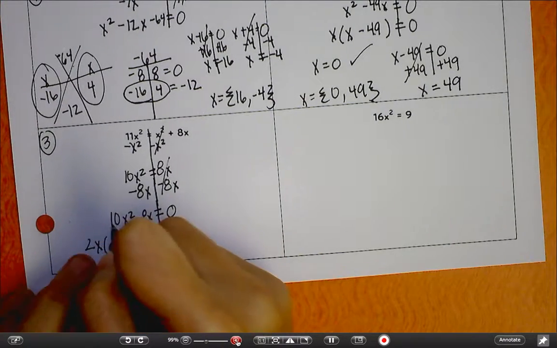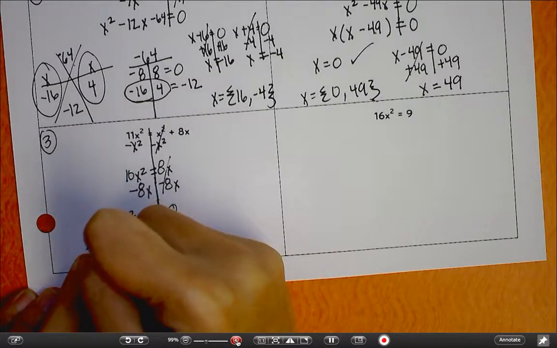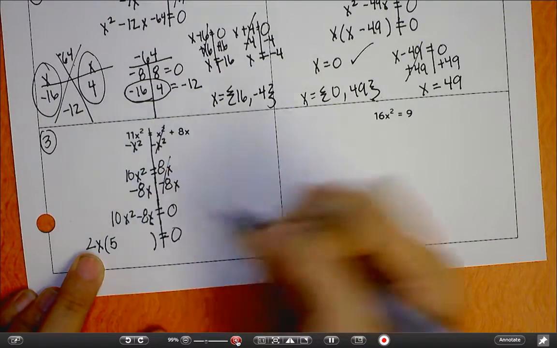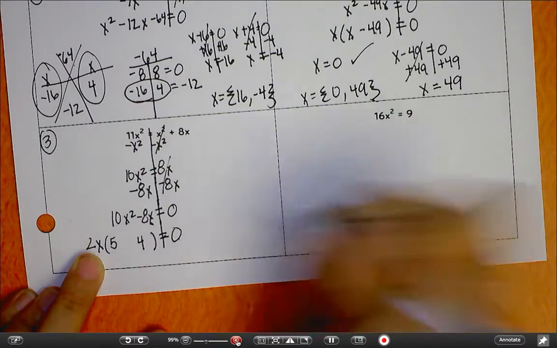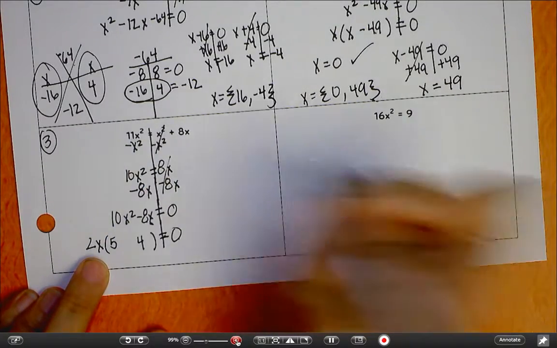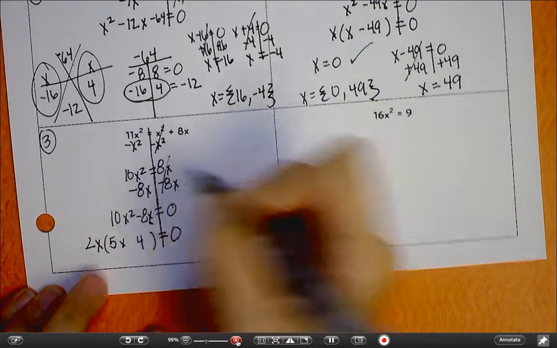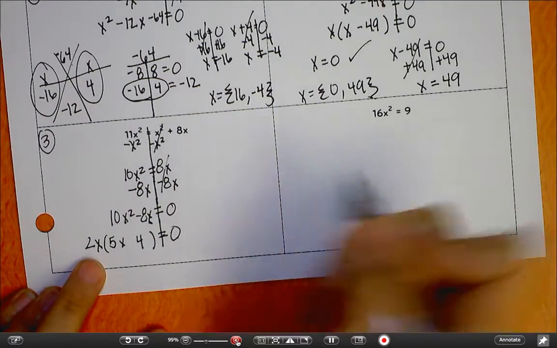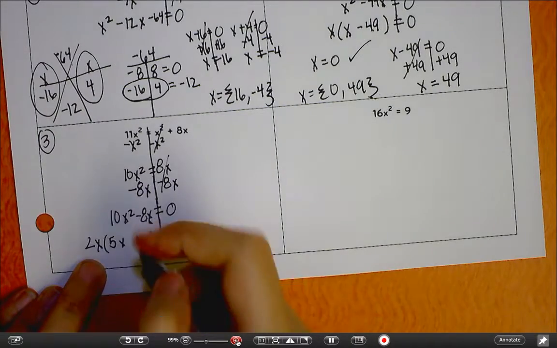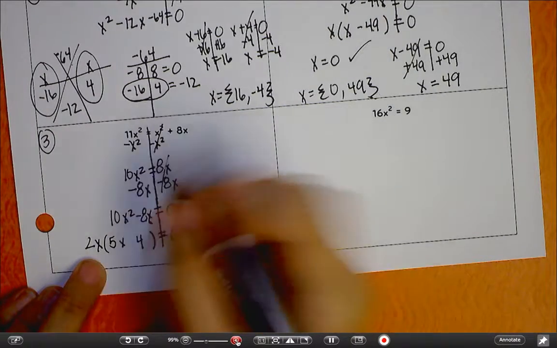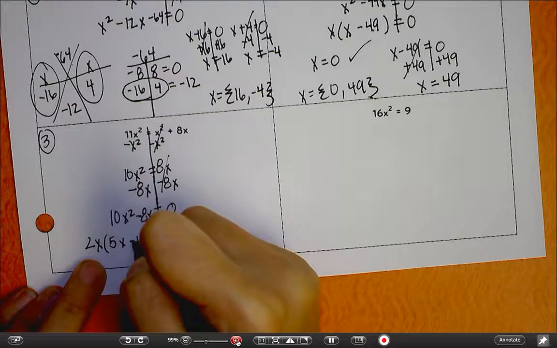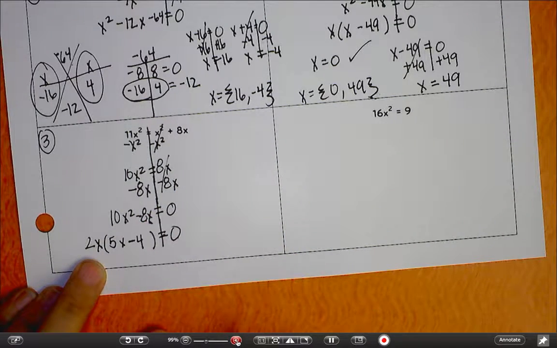So I'm going to divide 10 by 2, that's going to give me 5. I'm going to divide 8 by 2, that's going to give me 4. X squared divided by x gives me x. X divided by x, that's going to cancel each other out, so I don't need to write it down. I have a minus sign. I'm going to go ahead and put that down.